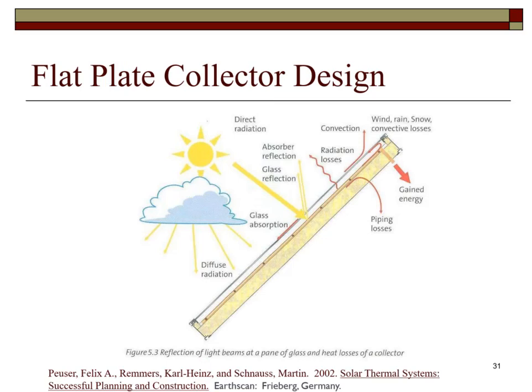Here is demonstrated the desired properties of the flat plate collector. It needs to be insulated on the back side. Its glazing should allow the solar radiation to be transmitted through easily. The absorber inside the collector should have a high absorptivity and a low emissivity so as not to radiate the energy back into the environment.